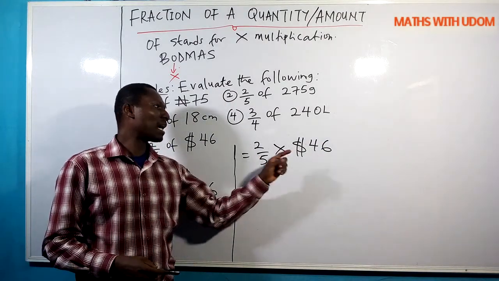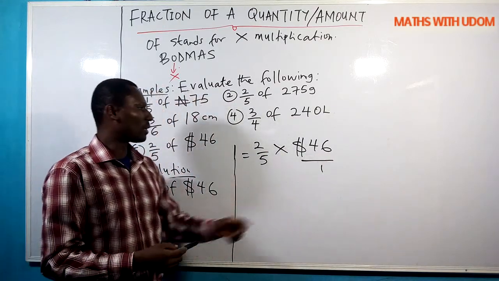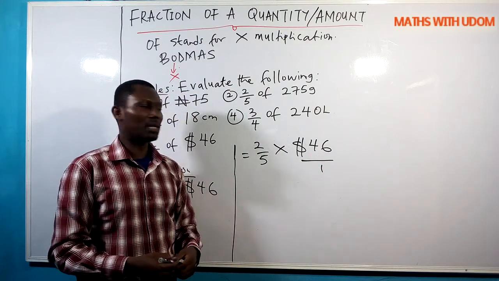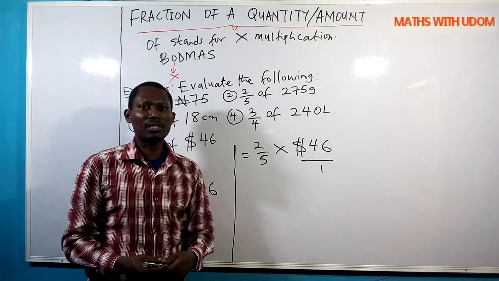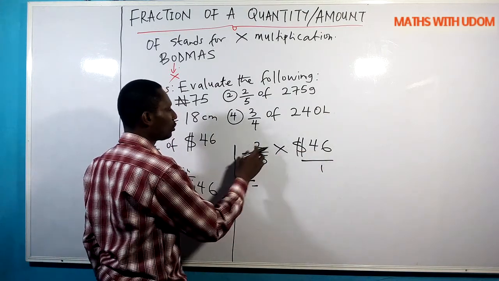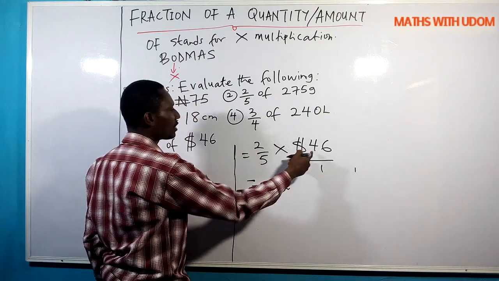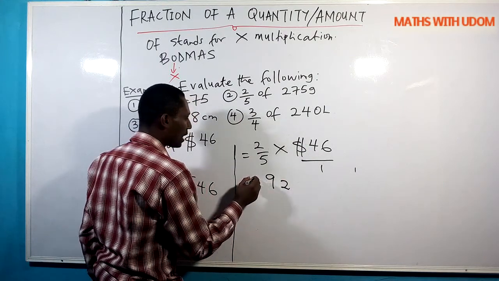Here, you can multiply the numerators together, because we have $46 divided by 1, because 46 is a whole number. So numerator multiplies numerator, while denominator multiplies the denominator. So 2 times 46. 2 times 6 is what? 12. Carry 1. 2 times 4 is 8 plus 1, 9. You put your dollar there.